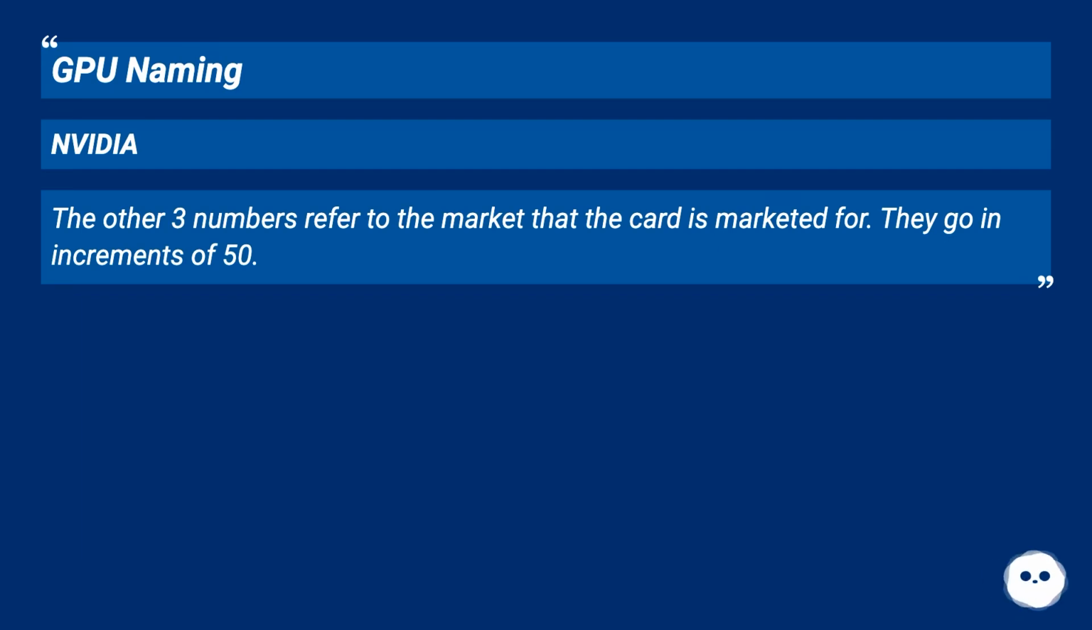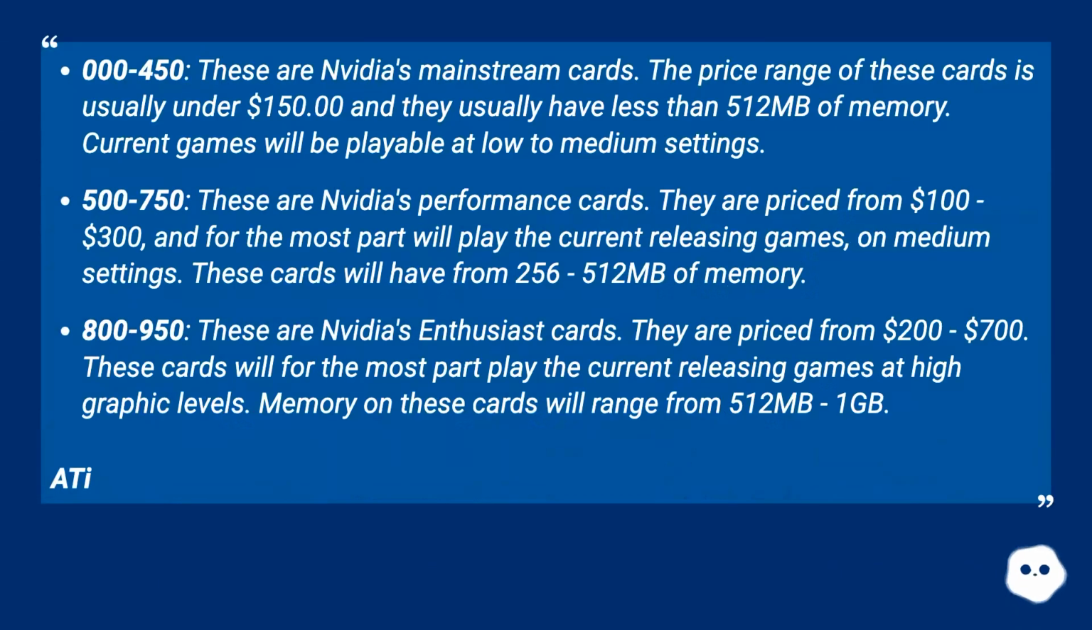The other three numbers refer to the market that the card is marketed for. They go in increments of 50. 000 to 450, these are NVIDIA's mainstream cards. The price range of these cards is usually under $150 and they usually have less than 512 MB of memory. Current games will be playable at low to medium settings.